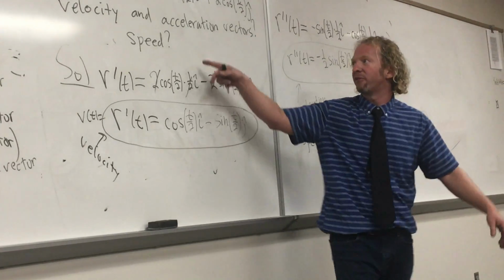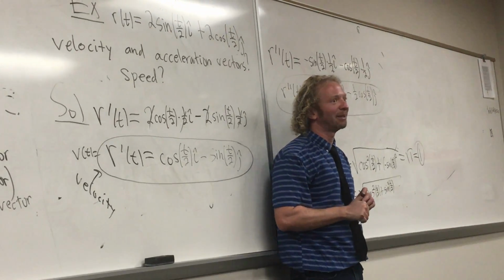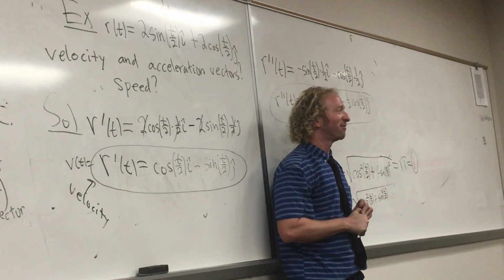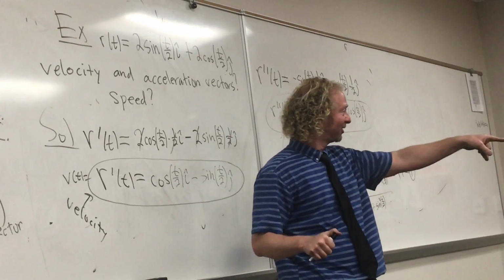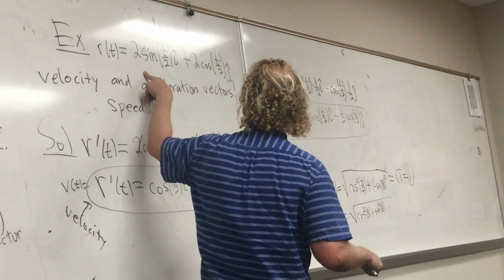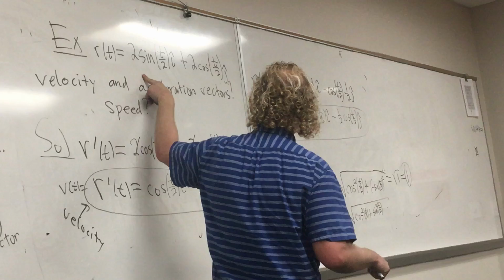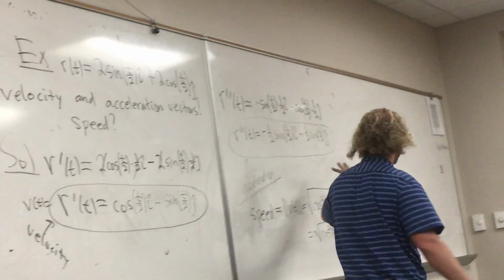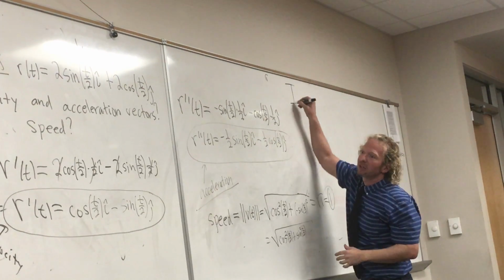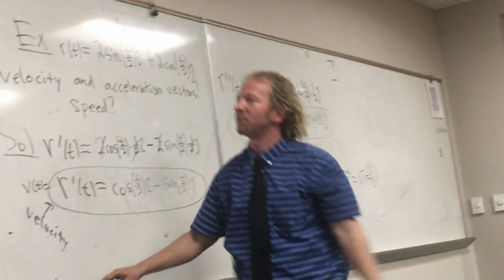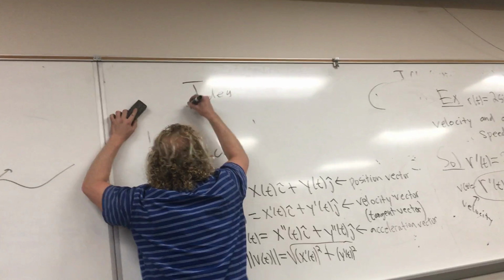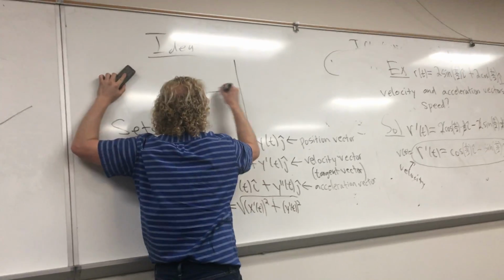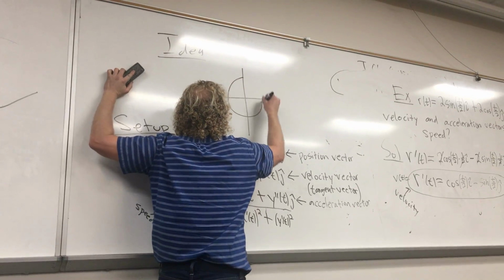So here's the deal. Anyone know what the graph of r of t is? Anyone know? Big leap. The graph? Like if you graphed it? Yeah, it's a circle. This is a circle of radius, like 2. So here's the idea. This is what's going on. Let me come to this board and explain it. So here we have a circle. There's a particle moving along the circle.